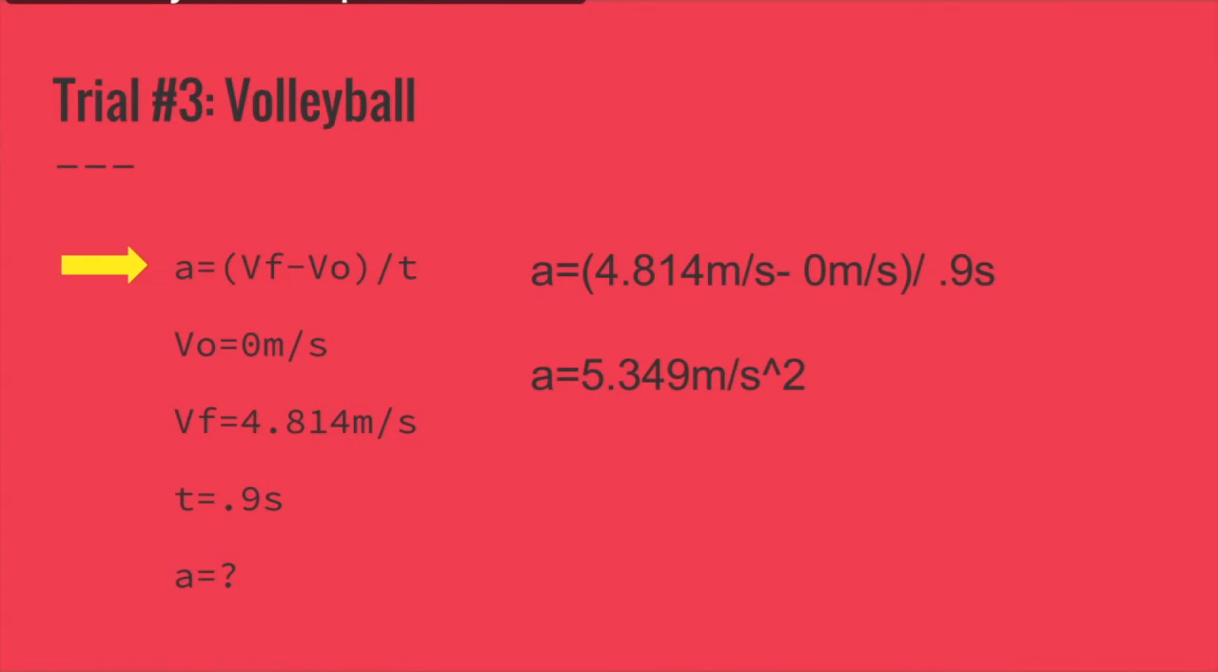To find the acceleration of the volleyball, we use the equation A equals final velocity minus initial velocity divided by time. Our givens, the initial velocity is 0 meters per second. Our final velocity is 4.814 meters per second, and our time is 0.9 seconds. Our equation is A equals 4.814 meters per second minus 0 meters per second divided by 0.9 seconds. Our final acceleration is 5.349 meters per second squared.